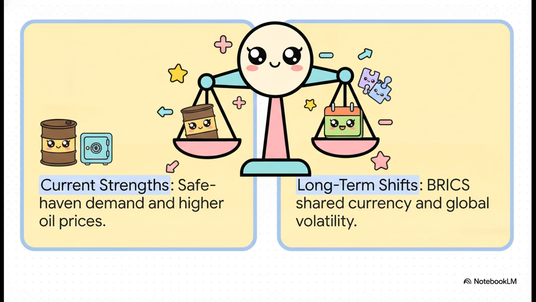On one side, you have the current immediate strengths: high safe haven demand, higher oil prices, and an upcoming monthly gain. But on the other side, you've got long-term global shifts in volatility, specifically those BRICS nations exploring alternative payment systems. Successful trading is all about constantly balancing this immediate strength against those long-term structural changes.